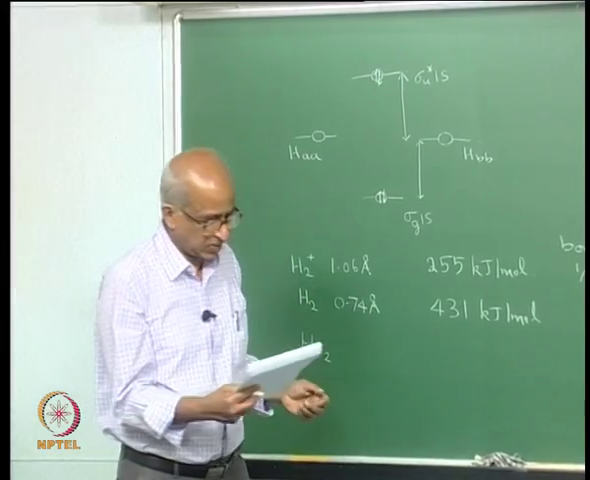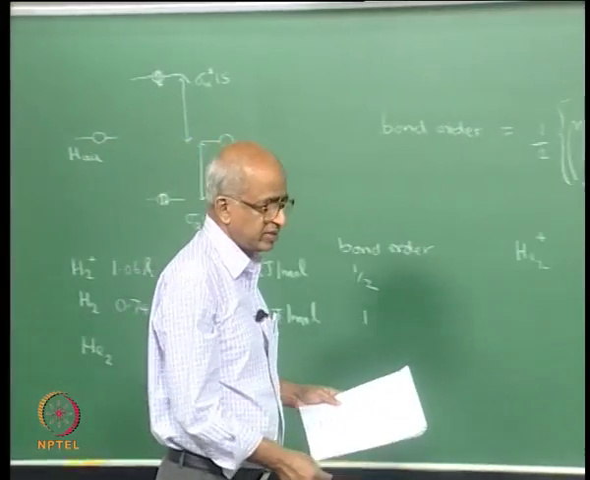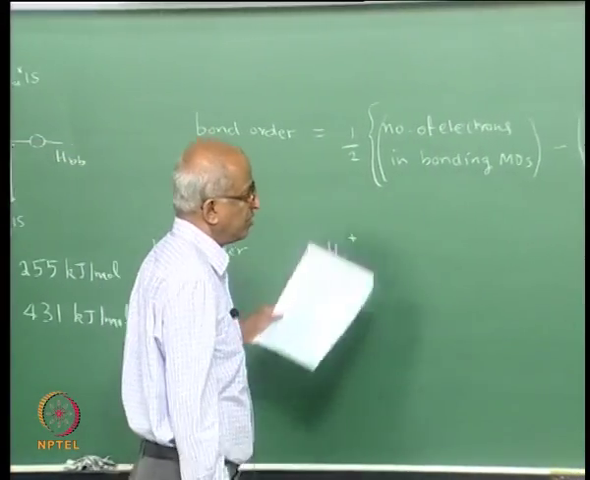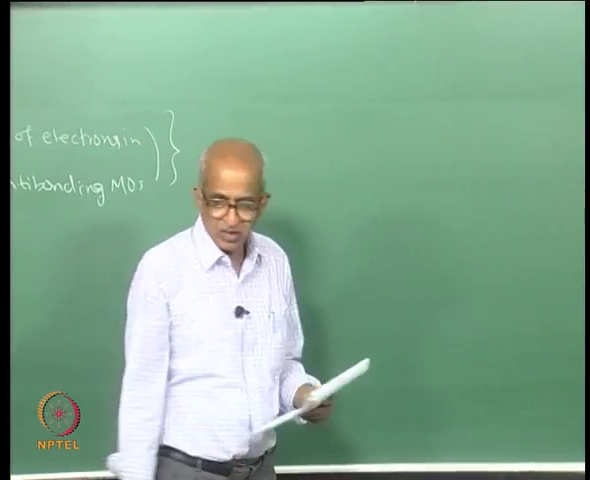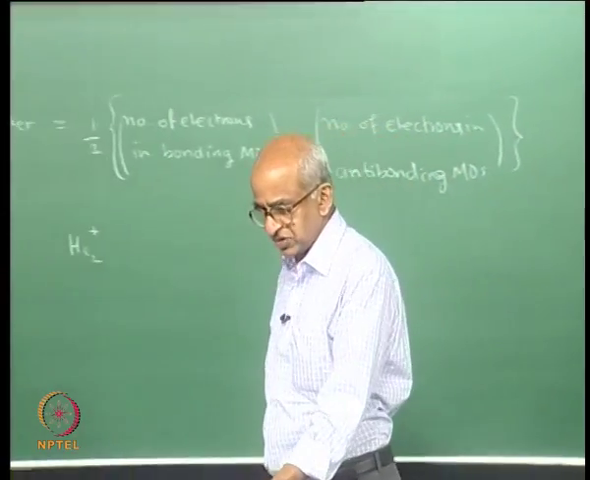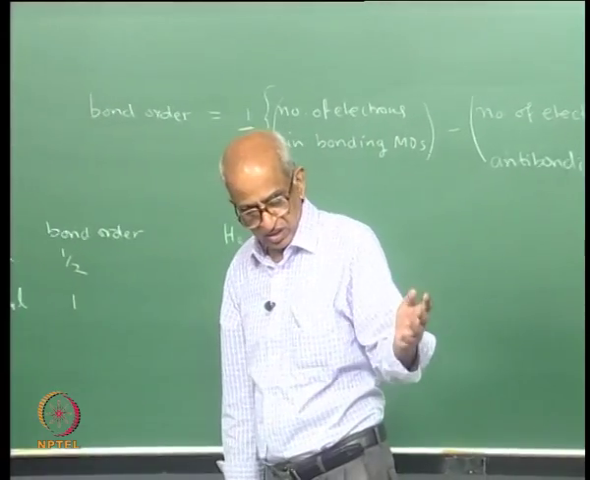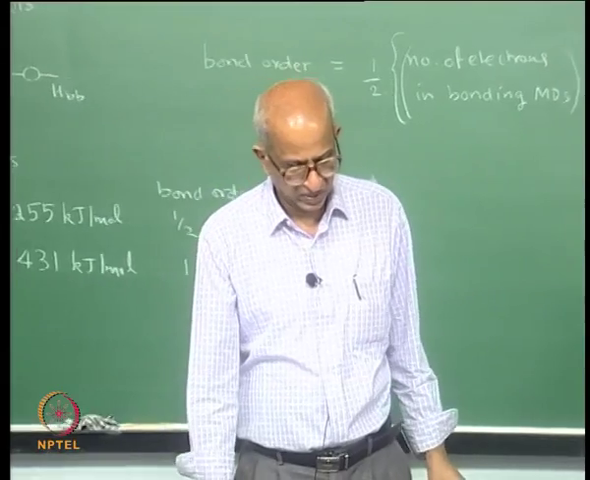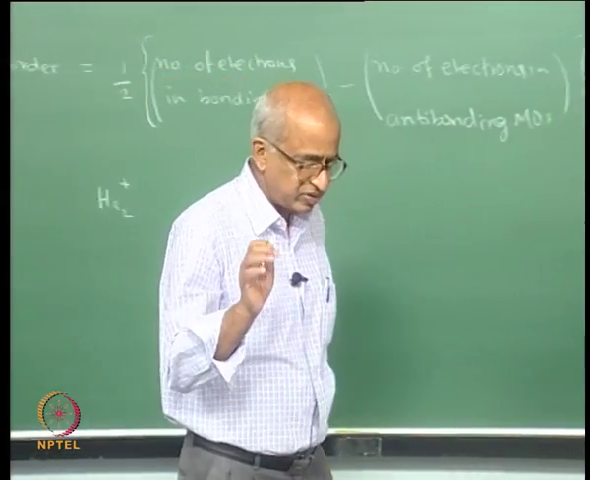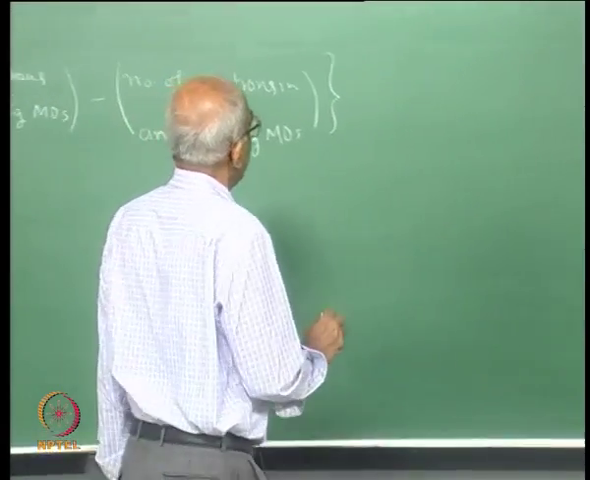Okay. So, now we will look at this definition, we will use it later. Now, we are going to look at more complex systems. I will look at systems like Li2, Be2, the first row diatomics. Okay. But before I do that, I want to tell you some general things.